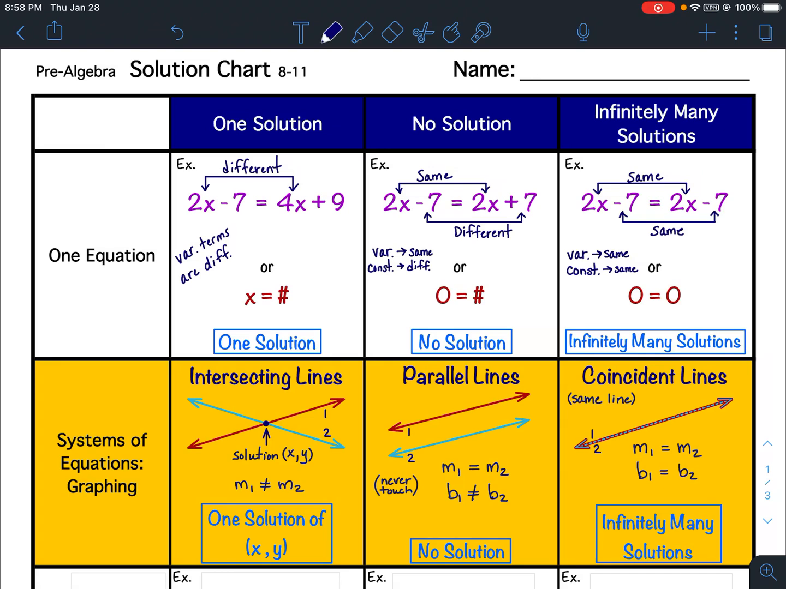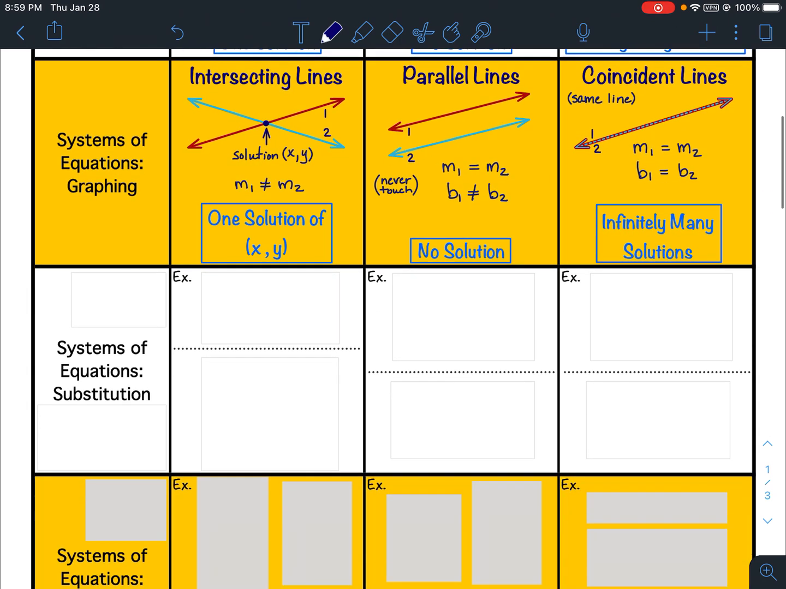Lessons 8 through 11 solution chart. After lesson 8, which was on solving multi-step equations, we filled out the first row. So this is when you're dealing with just one equation. After solving systems of equations graphically, after lesson 9, we filled out the second row.